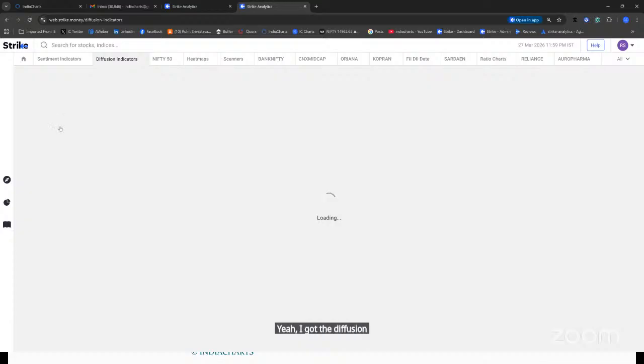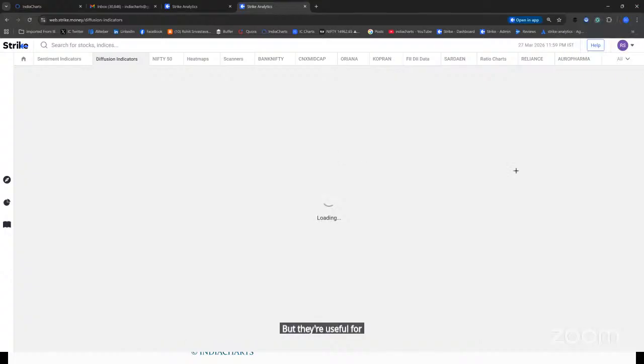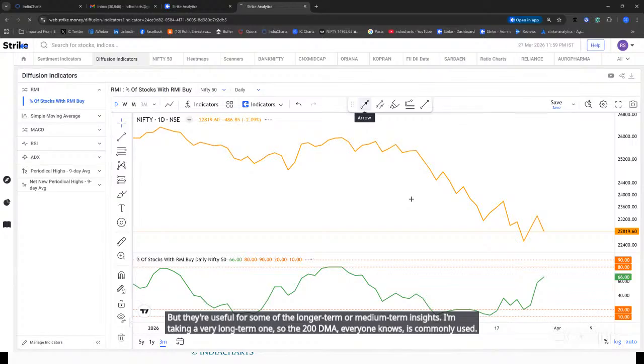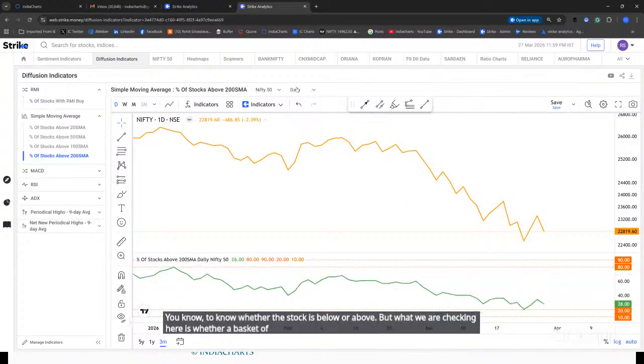Yeah, I got the diffusion. Now, on this diffusion indicator, I'll show you a very wide one, the 200-day moving average. Diffusion indicators are also sentiment indicators, but they are useful for longer term or medium term insights. The 200 DMA, everyone knows, is commonly used to know whether a stock is below or above. But what we are checking here is whether a basket of stocks is below or above.